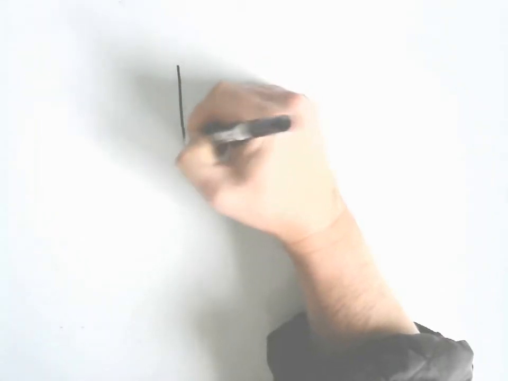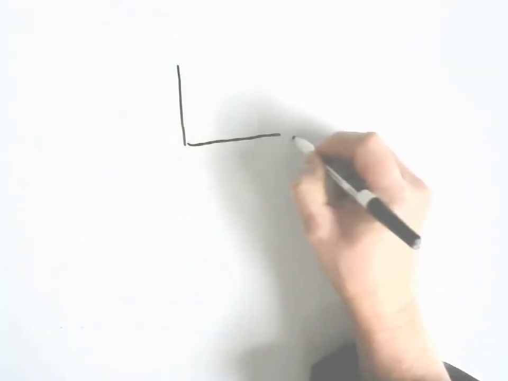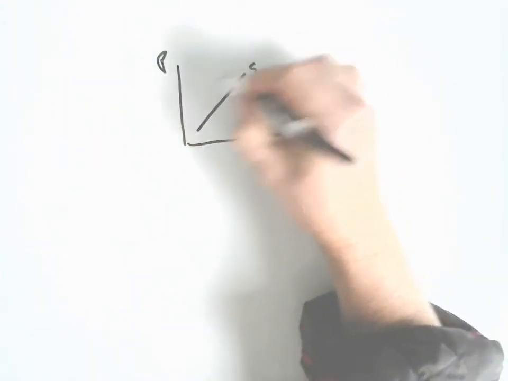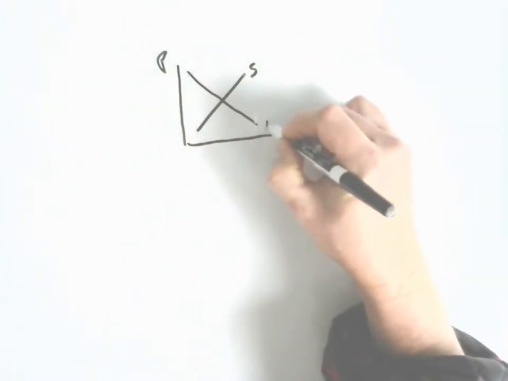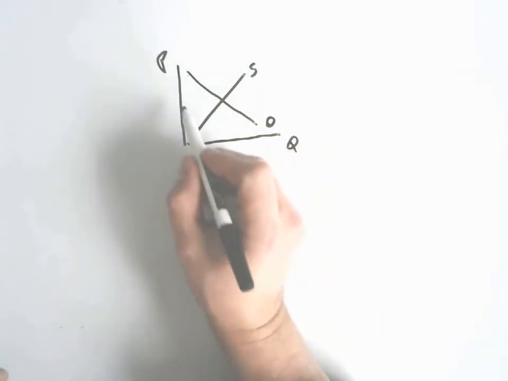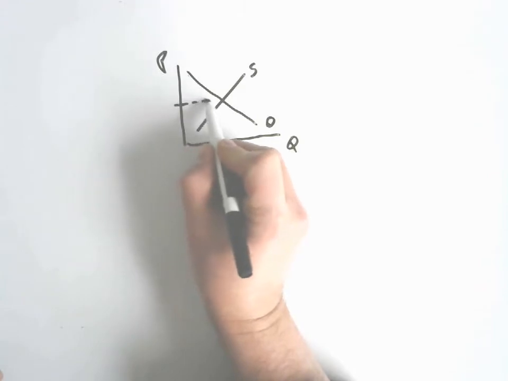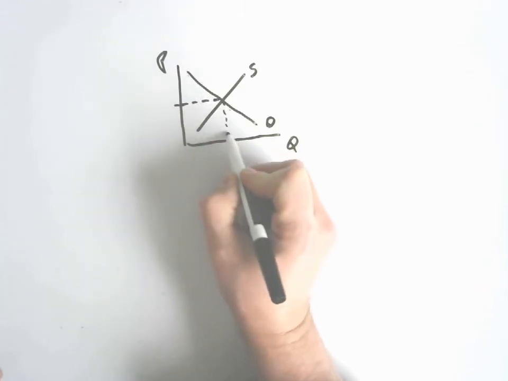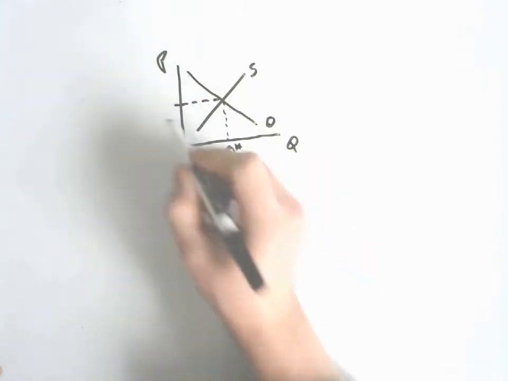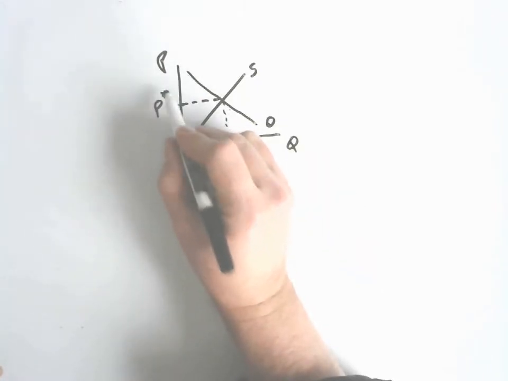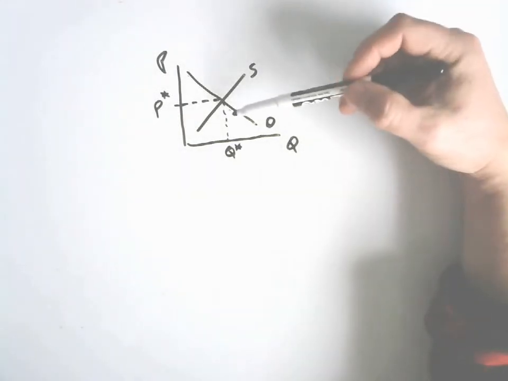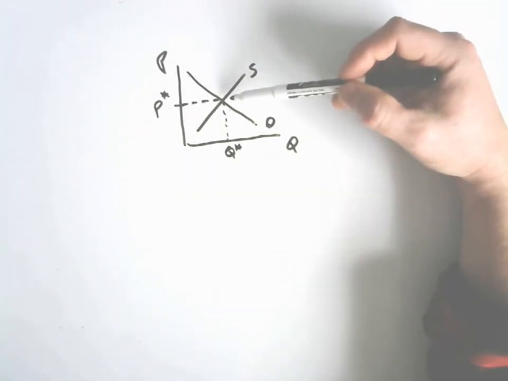If we remember, of course, a market contains both supply and demand. Now, if we also remember, at this intersection of supply and demand, where quantity demanded equals quantity supplied, the market was in what we call equilibrium. And we also called this a steady state.